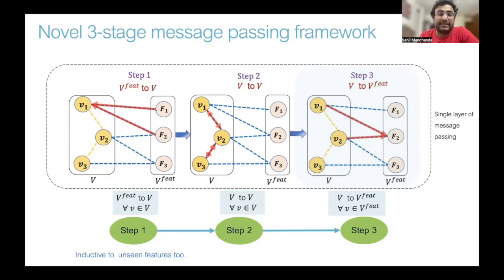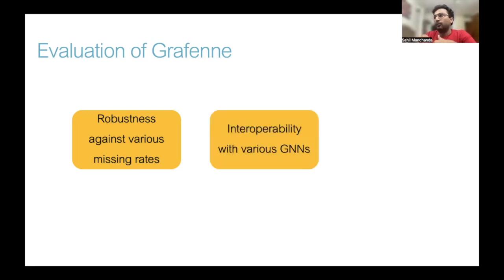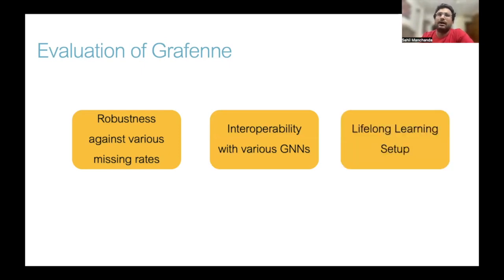So as I mentioned, it's also inductive to unseen features. You just add a node and you keep updating the representation of all the nodes in the graph. So how do we evaluate? As discussed in the previous slide, we test its robustness against various missing rates, from very low to very high. We tried what happens if you use different GNNs in this message passing framework, and how the model performs when you train it in a lifelong fashion over time, when the features are changing, etc.